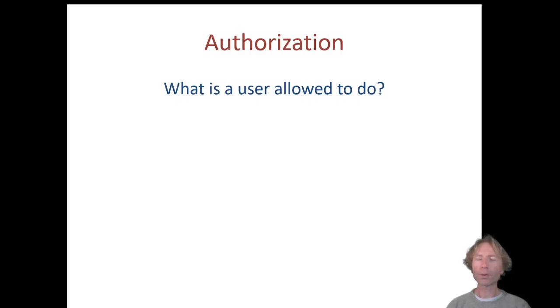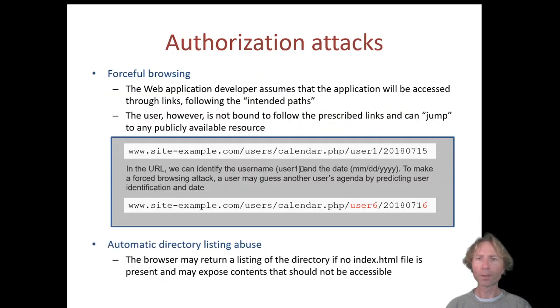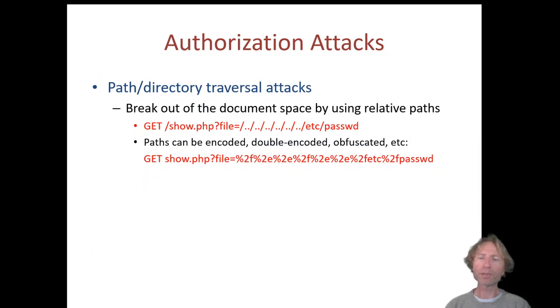Now let's look at authorization attacks. What is a user allowed to do? And one of the simplest types of authorization attacks is what is known as a path or directory traversal attack, where you break out of some document space by using relative paths, so the dot dot slash attack, right?